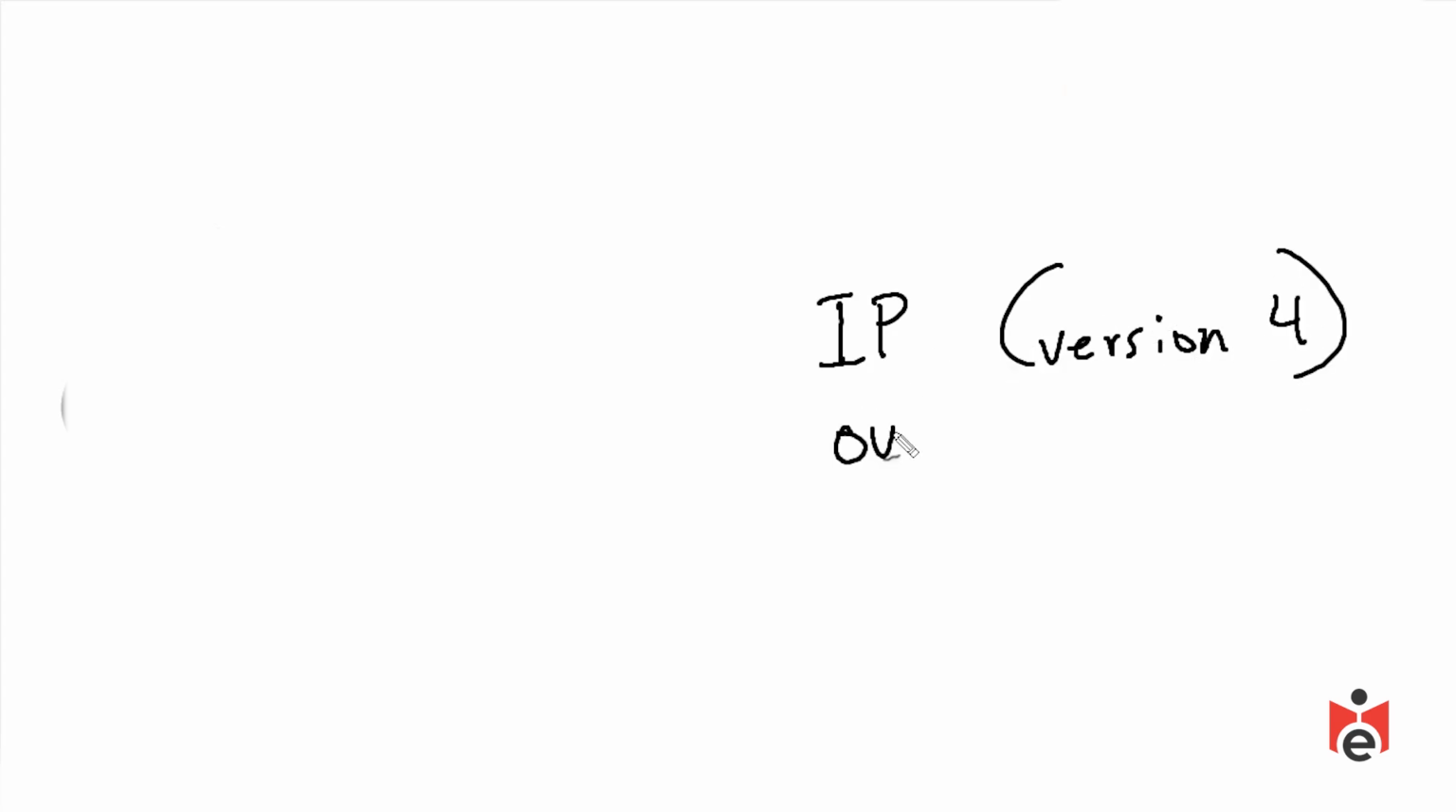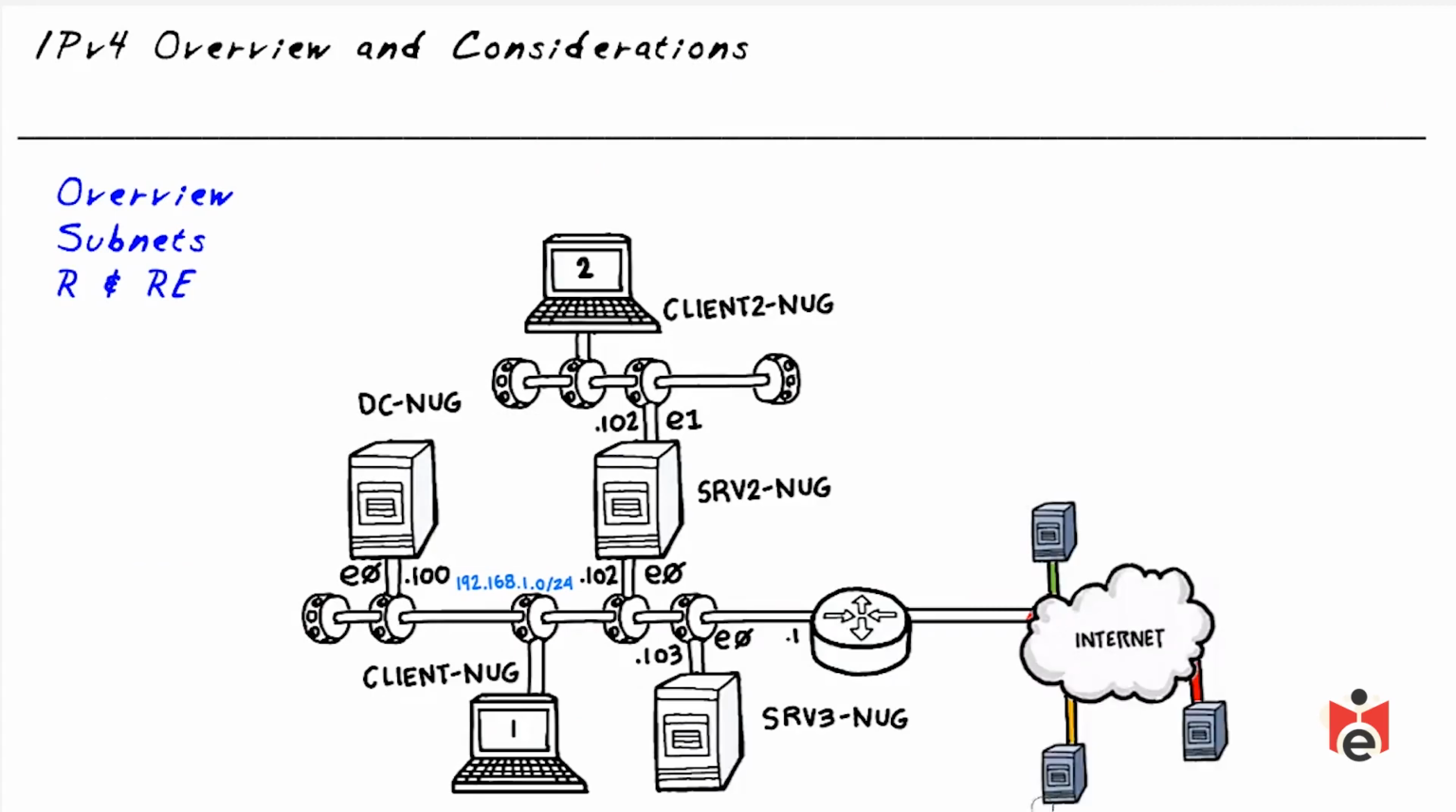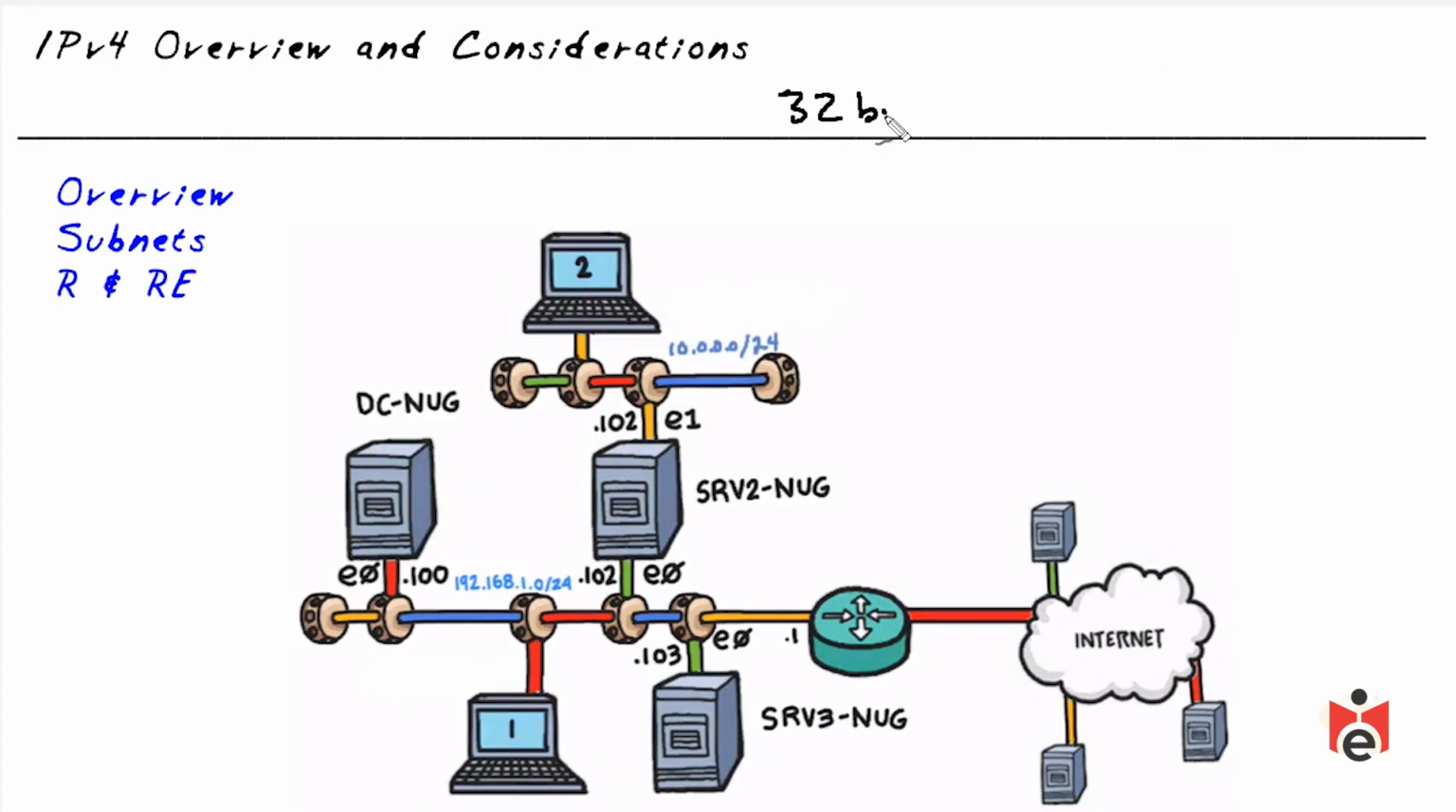We have touched on and worked with IP addresses throughout these modules and courses. And so in this, I want to go over some basics with you regarding IPv4. Number one, an IPv4 address is 32 bits in length.